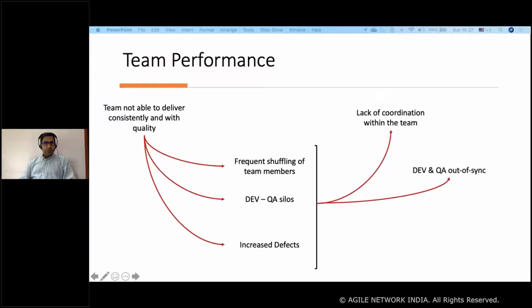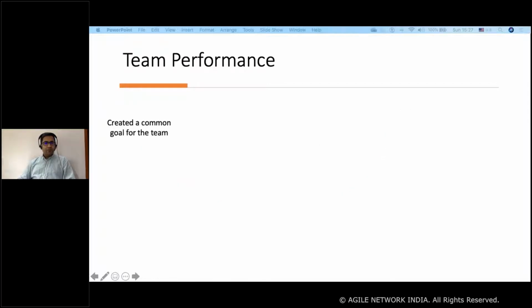So the overall impact we had was the lack of coordination within the team. There were silos created, dev and QA, which resulted in poor quality, and technical debt was also accumulating. Okay, now let's look at how this was tackled.